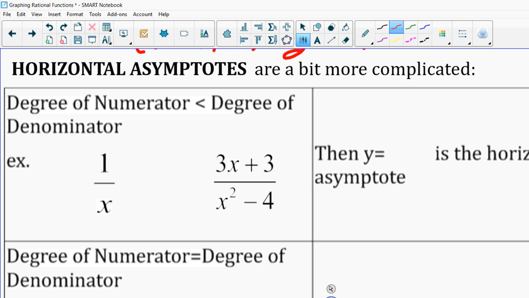Well, do you remember how to find the degree of a polynomial? Remember how do you find degree? Look at this expression. That's a polynomial. What's the biggest exponent? 3. So this is a degree 3 polynomial. And we call that a cubic, remember?